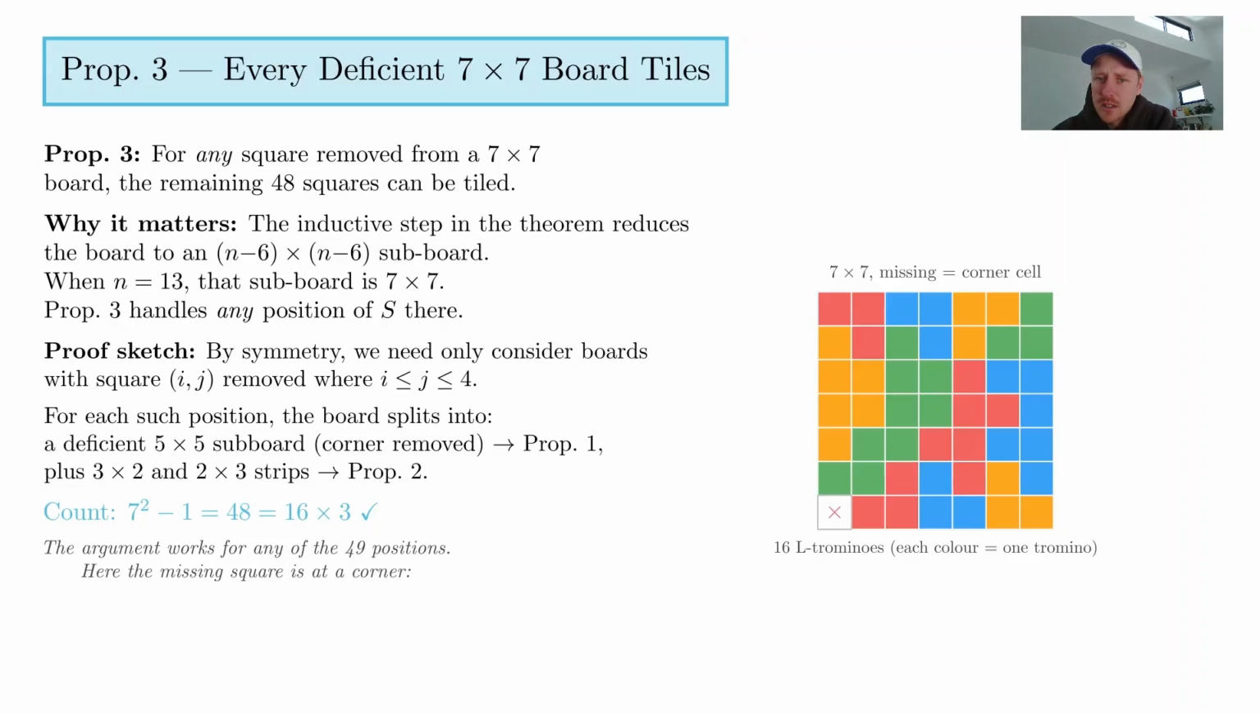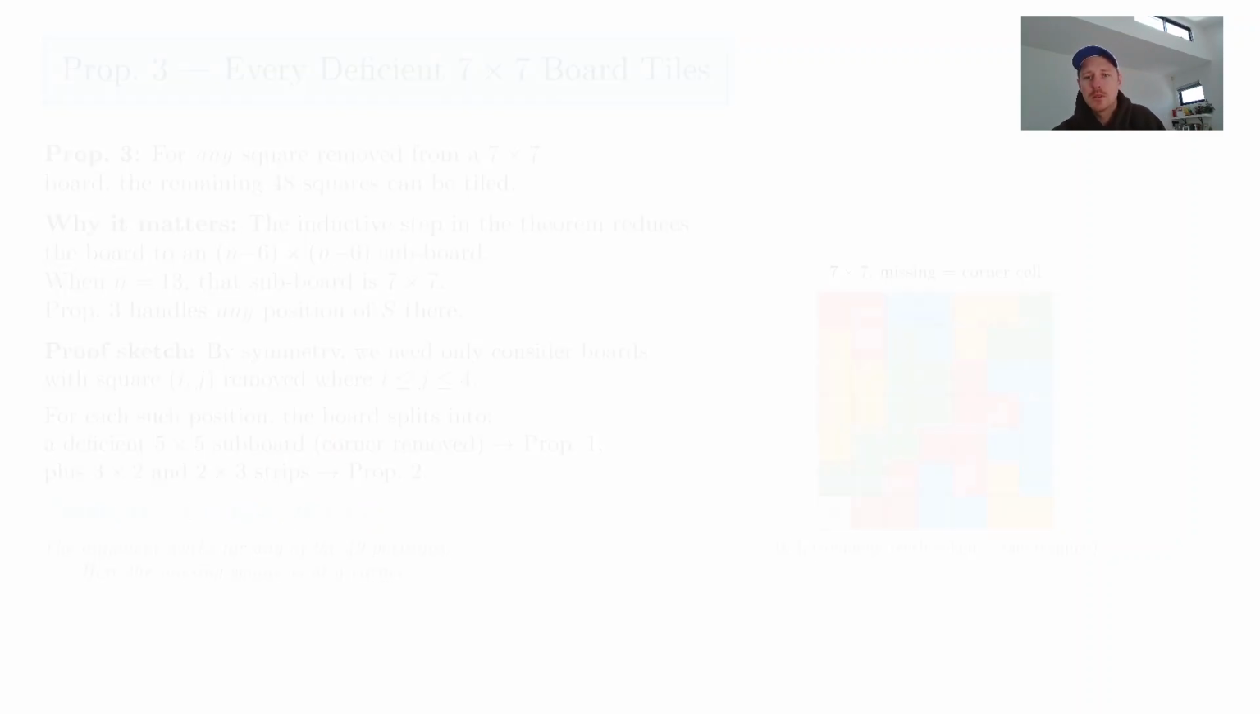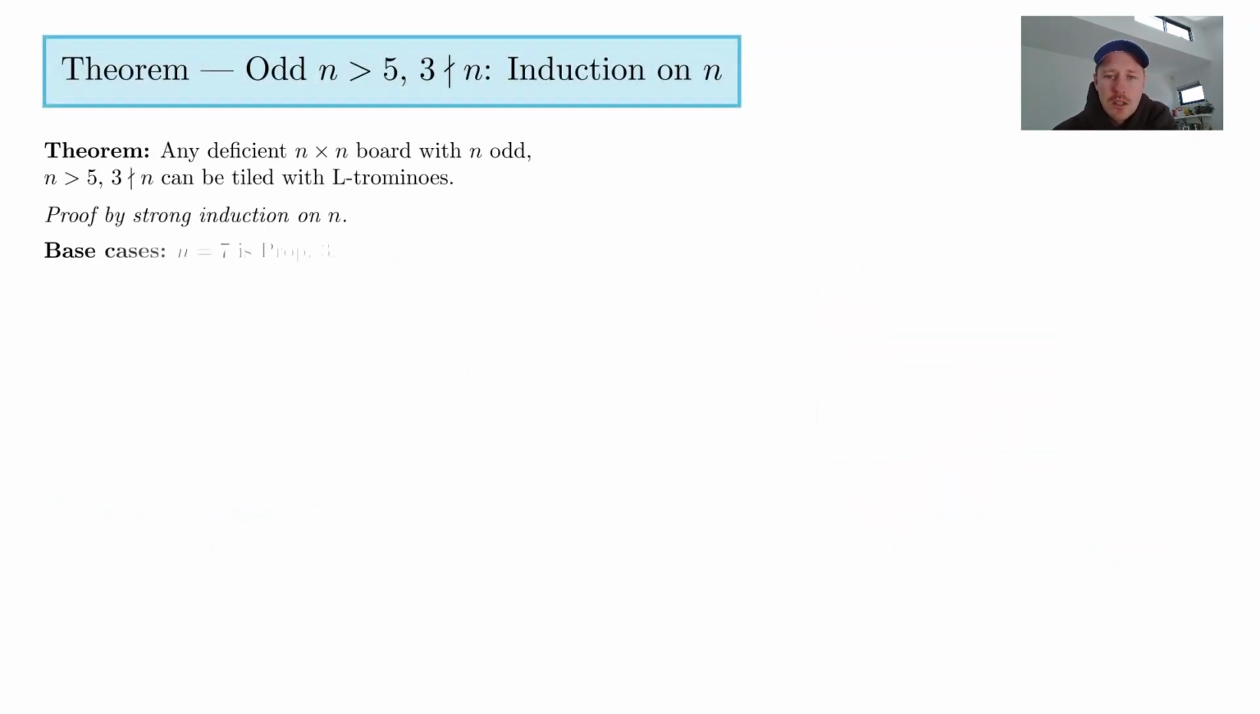But basically, when you've got this 7x7, it breaks up into a 5x5 deficient subboard in the corner, and then you can tile the remaining rectangles. What we need to know is that a 7x7 can be done with any position in that 7x7 being removed. And that's going to be important for this very last step, which is the theorem.